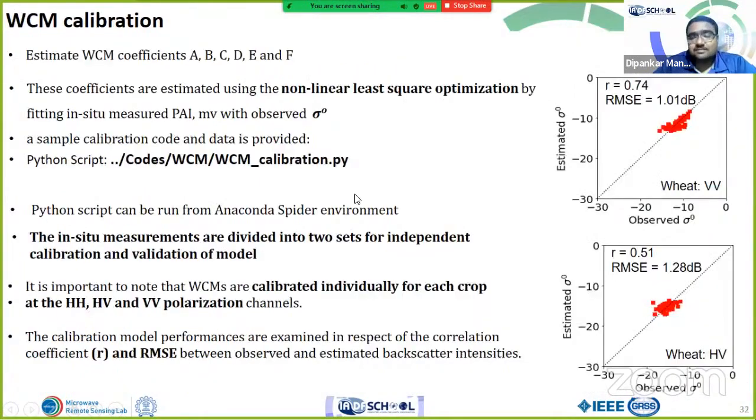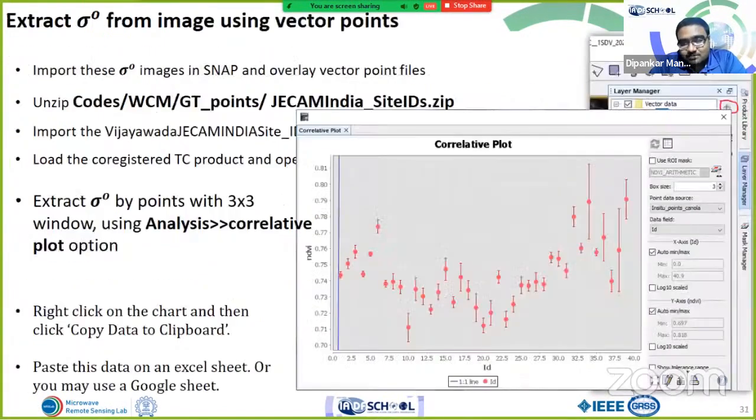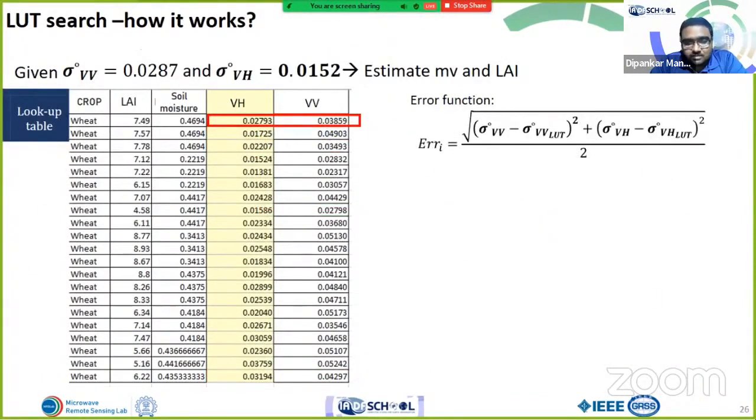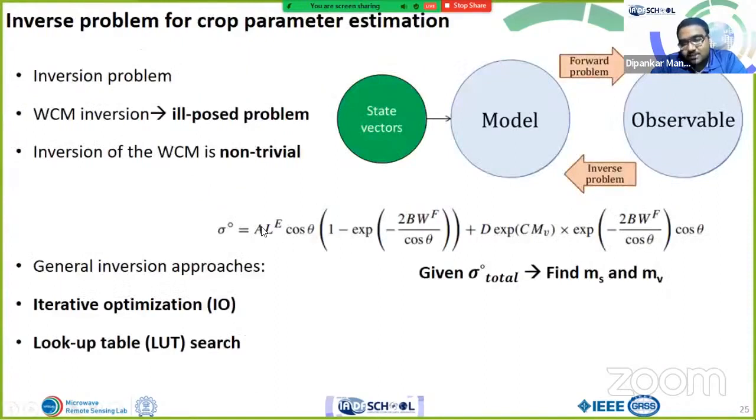Now we can utilize that file to calibrate our water cloud model. As we have previously shown, the water cloud model has this equation, which is a nonlinear form, and there are several coefficients. As you can see, A, B, C, and D are coefficients. From ground data, we have backscatter intensities as well as leaf area index, soil moisture, and biomass data for a particular field. This is a simple curve fitting technique, and then we can estimate these coefficients A, B, C, D.